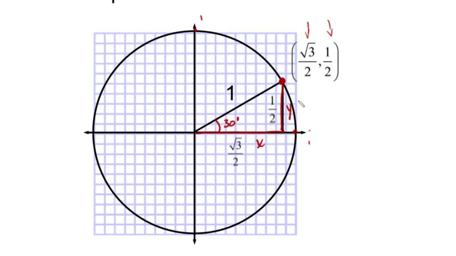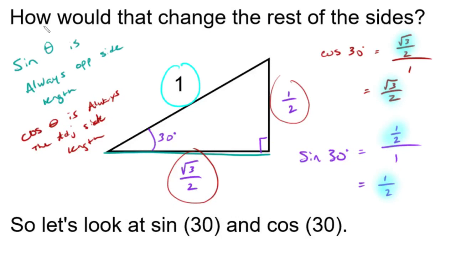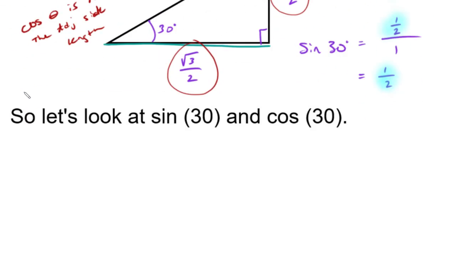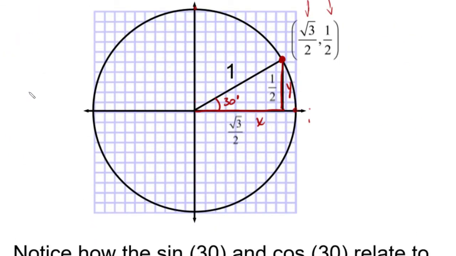Okay, so earlier I said that sine of an angle, in the unit circle, is always the opposite side length. But now I'm saying that this length here is what I'm calling y. So if sine of an angle is the opposite side, this y here is always also going to be the opposite side.